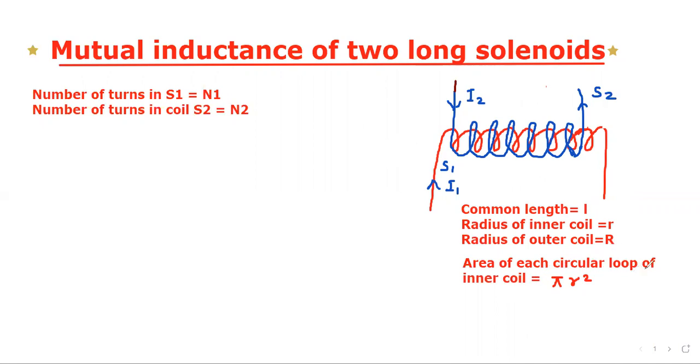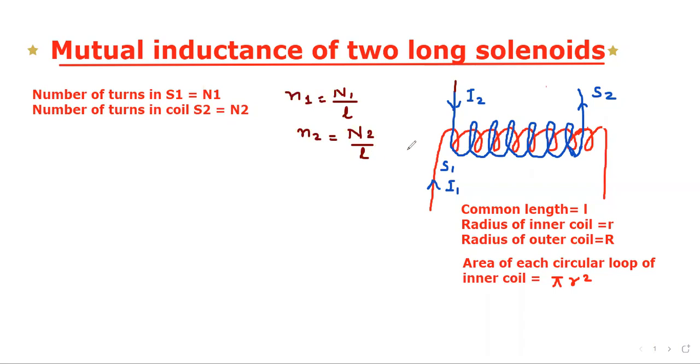Area of each circular loop of inner coil, the smaller one, is pi r square. Area of outer circular loop is not to be considered. Now, number of turns in first coil is N1 and number of turns in second coil is N2. Number of turns per unit length can be found like n1 equal to capital N1 divided by L and n2 equal to capital N2 divided by L.